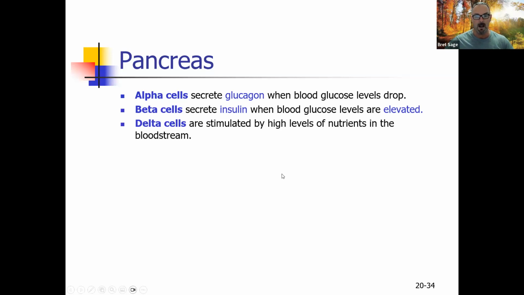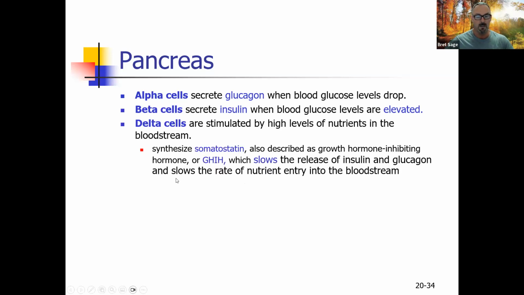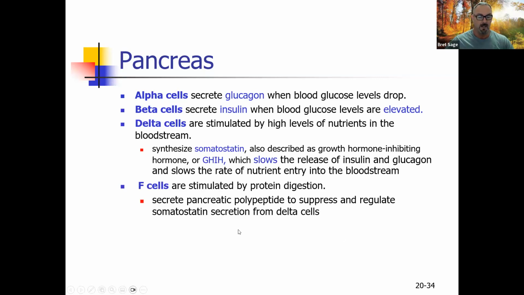Delta cells are stimulated by high levels of nutrients in the bloodstream. They synthesize somatostatin, also described as growth hormone inhibiting hormone, or GHIH, which slows the release of insulin and glucagon and slows the rate of nutrient entry into the bloodstream. So if you have too much nutrients, basically you slow down absorption of it. F cells are stimulated by protein digestion, and they secrete pancreatic polypeptide to suppress and regulate somatostatin secretion from the delta cells. Getting kind of complicated, more physiological than anatomical.